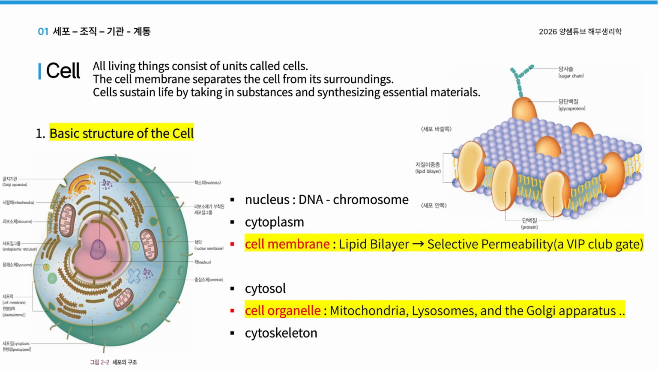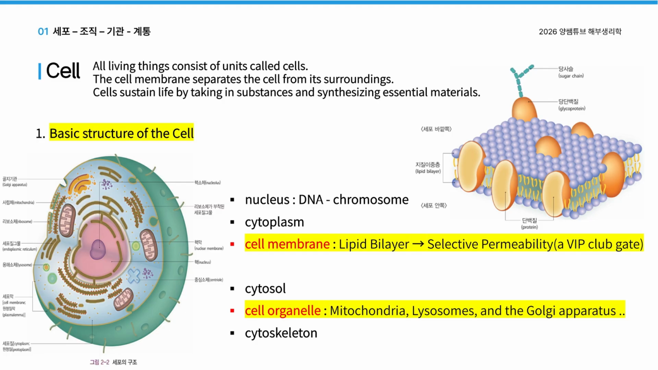Amazing, right? Now, let's look at the basic structure of the cell, the fundamental building block of our body. Think of it as a tiny, living city. To understand how our body functions, we must first explore this microscopic world and the essential components that keep the city running. First, the nucleus. This is the control center of the cell. Most importantly, it contains DNA, our genetic blueprint that carries all the information for life.